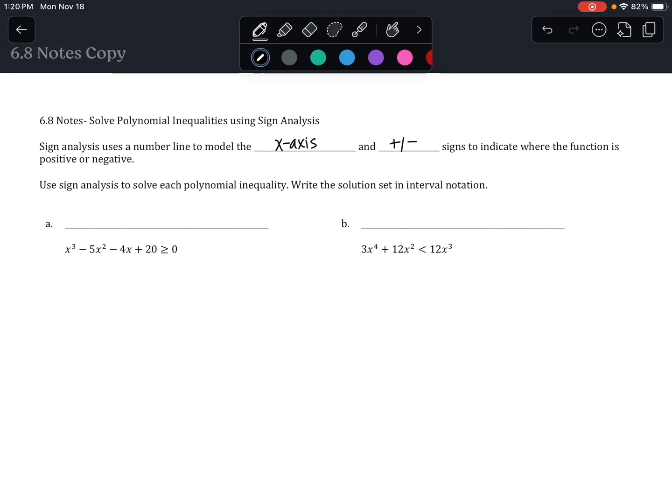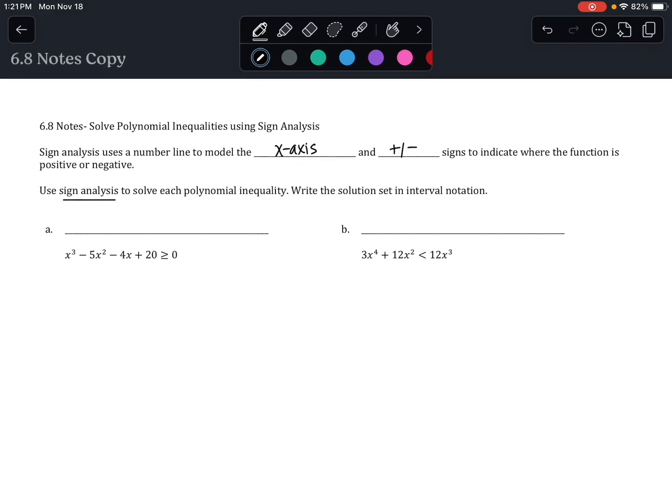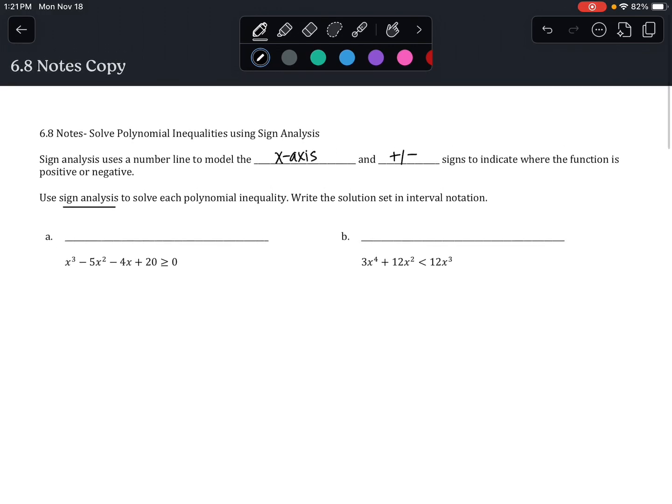If the question says use sign analysis, you need to have a number line and plus or minus signs to show that you're doing that. And then we're going to be writing our solutions in interval notation, so that's the parentheses and brackets.